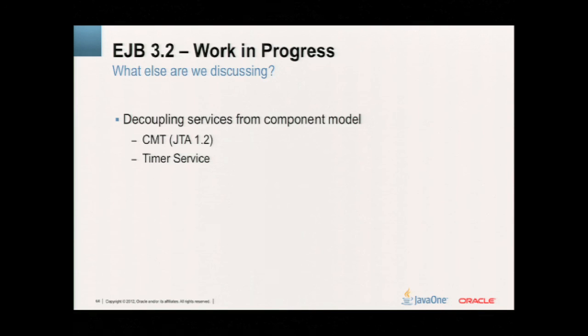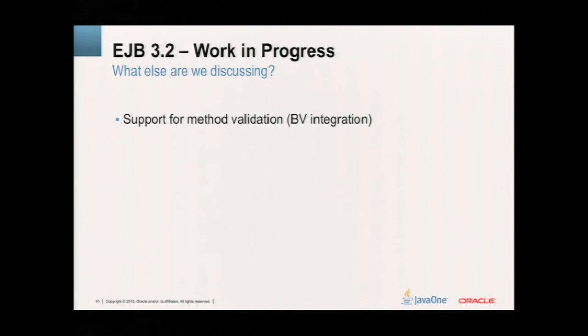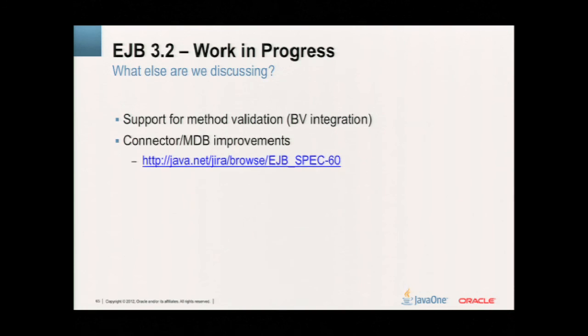CMT proved to be not as straightforward as we thought. Lock startup depends-on from singletons is quite useful to be available on other beans. And another part of this discussion is whether they are CDI managed beans only or all managed beans. Bean method validation from bean validation: EJB will support them in 3.2. And the decision is, it's not yet in the latest version of the spec, but it's kind of an agreed upon item that even if CDI is not enabled, it will be available for all EJBs.